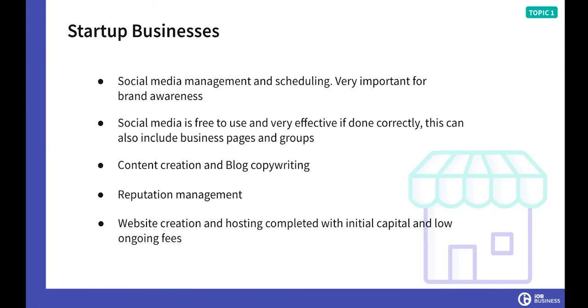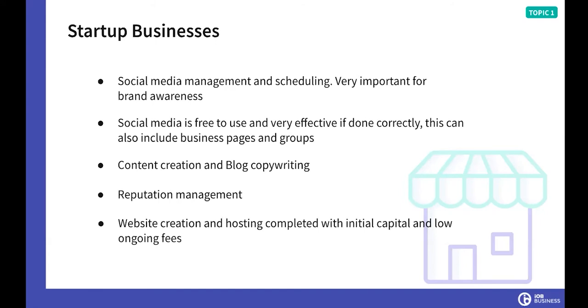Okay, so finally, website creation and hosting, completed with initial capital and low ongoing fees. Now the point I'd like to highlight for you here is initial capital and low ongoing fees. With most startups, and one of the key differences between a startup and a micro business, a startup will often still have a capital injection of some kind. Often when people are looking to start a new business, they will carry some form of cash reserve, otherwise recognized as a capital investment, capital injection, whatever you like to call it. They're bringing a lump sum of money into the business so they can get things done and get themselves off the ground.